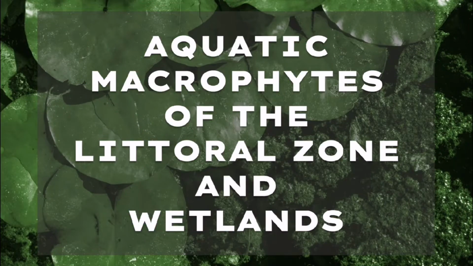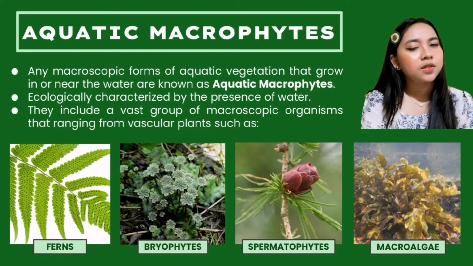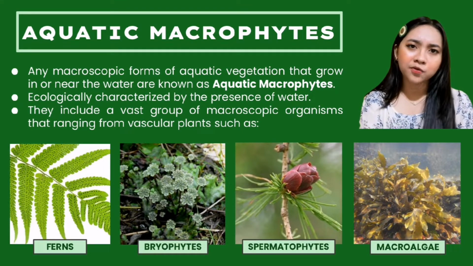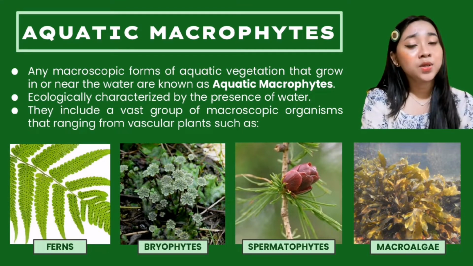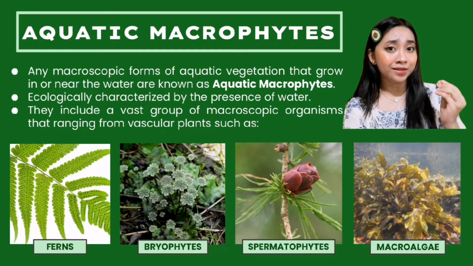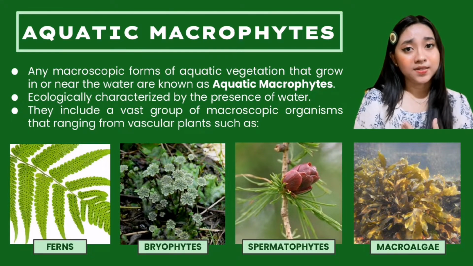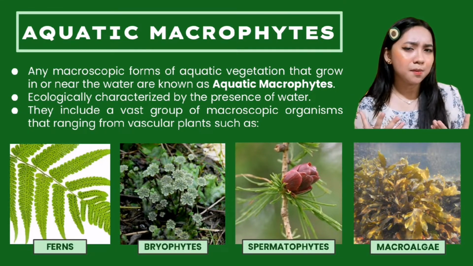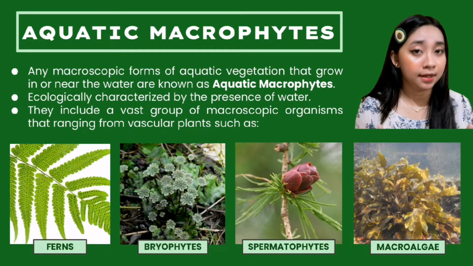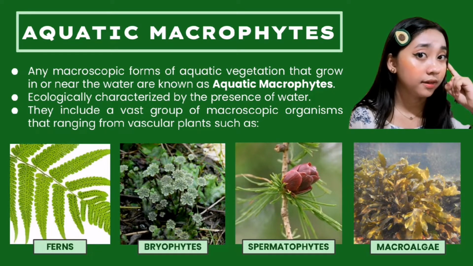Aquatic macrophytes of the littoral zone and wetlands. What is the meaning of aquatic macrophytes? Any macroscopic forms of aquatic vegetation that grow in or near the water are known as aquatic macrophytes, meaning to say that macrophytes are plants that can be seen with the naked eye.